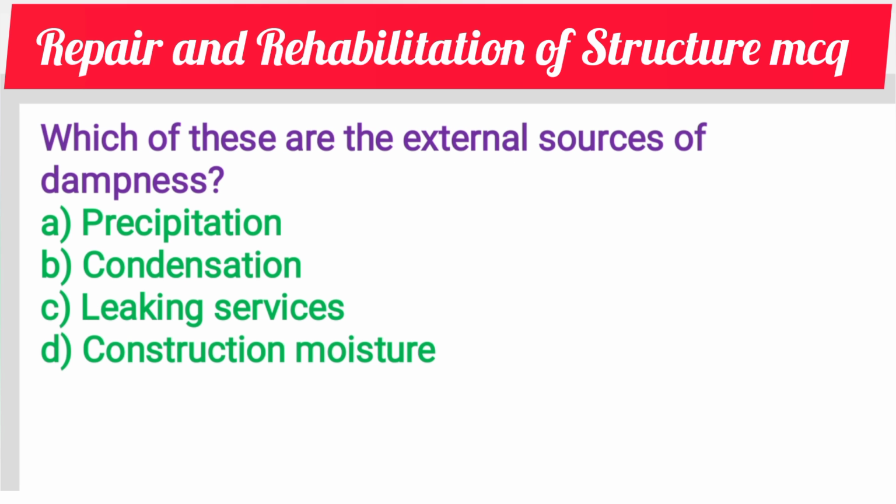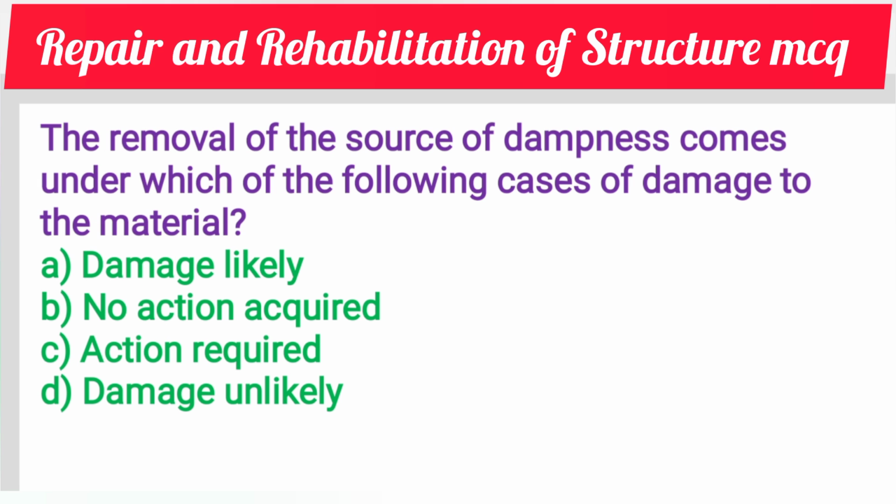Next question, which of these are the external source of dampness? Option A, precipitation. Option B, condensation. Option C, leaking surfaces. Option D, structural construction moisture. So the correct answer is option A, precipitation, that is rainfall. Next question, the removal of source of dampness comes under which of the following cases of dampness due to material? Option A, damage likely. Option B, no action required. Option C, action required. Option D, damage unlikely. So the correct answer is option C, action required.